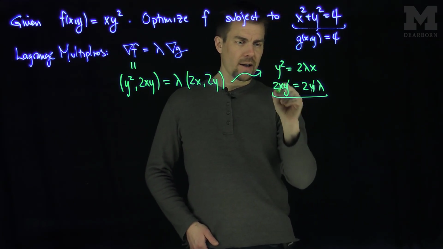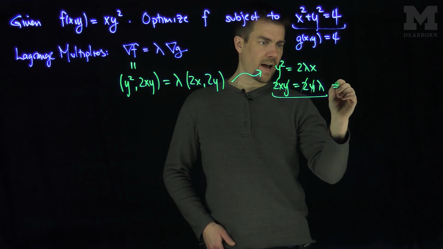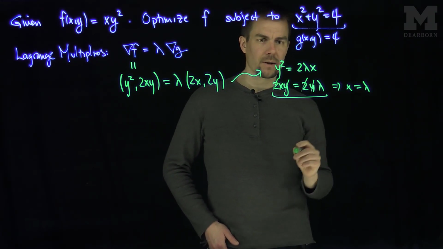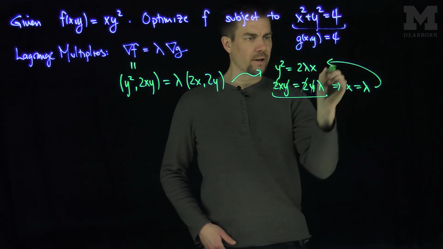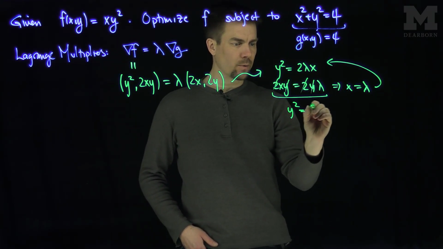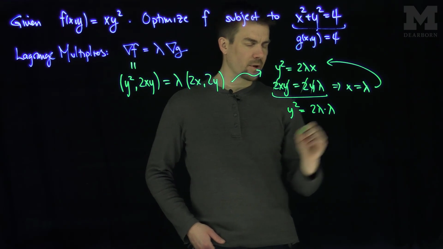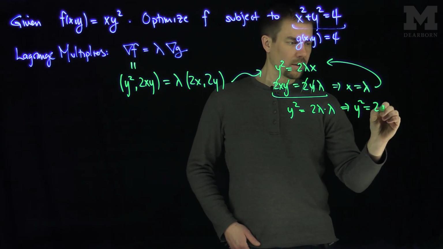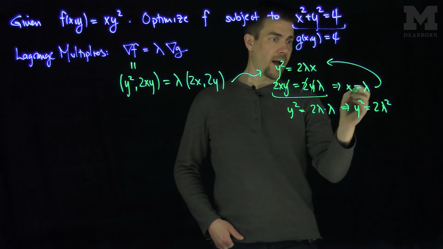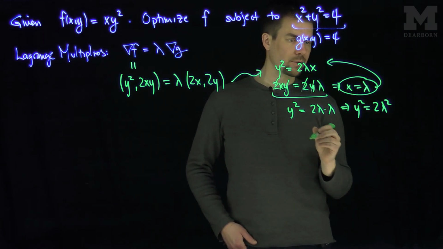So I can cancel out the y and cancel out the 2, and that tells us that x is equal to lambda. Well, if x is equal to lambda, then the top equation tells us that y squared is equal to 2 lambda times lambda. So in other words, y squared is equal to 2 lambda squared.